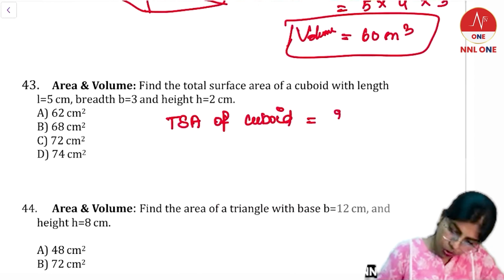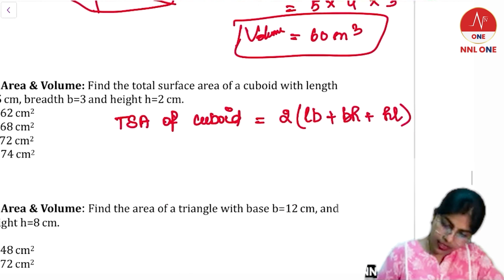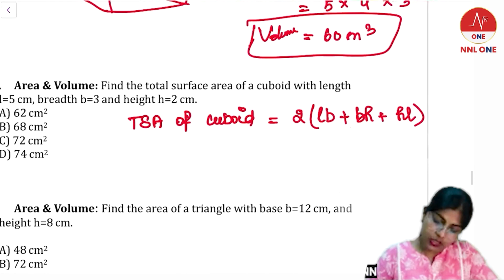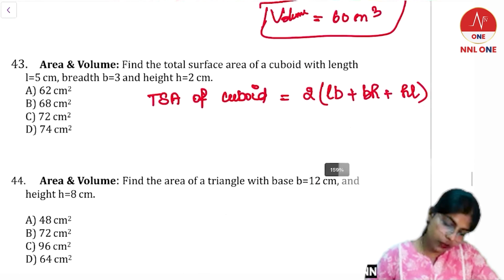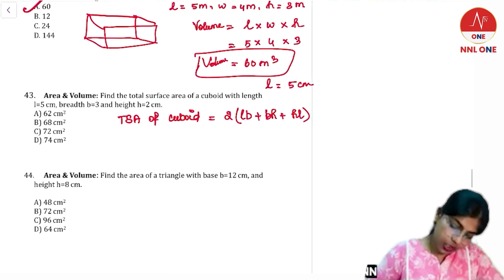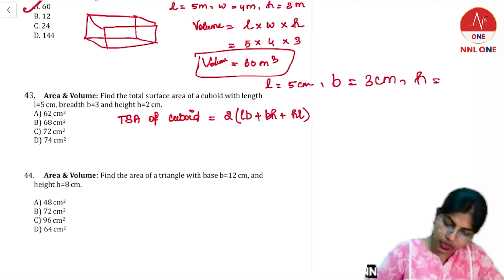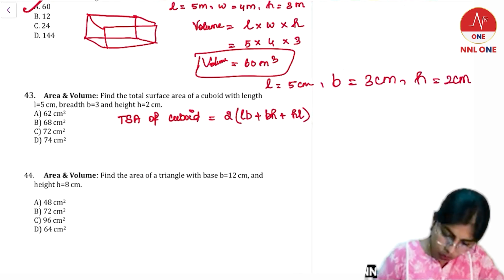It is 2 into LB plus BH plus HL. L is length, B is breadth, H is height. So now we are going to substitute the values. We know that L is equal to 5 centimeter, breadth is equal to 3 centimeter, and height is equal to 2 centimeter.